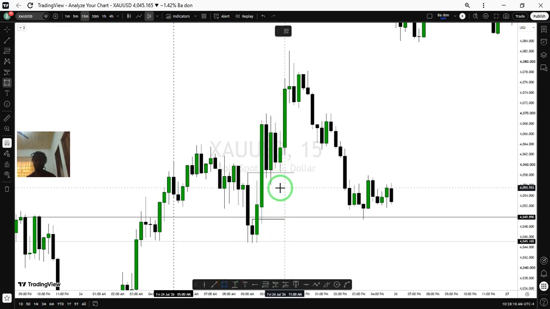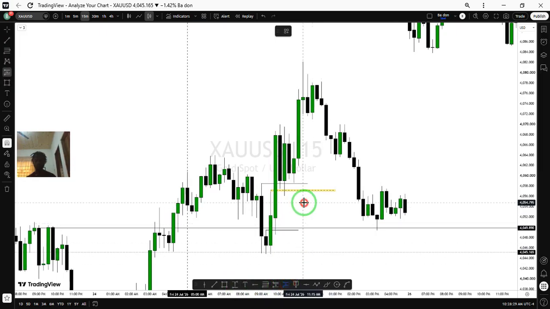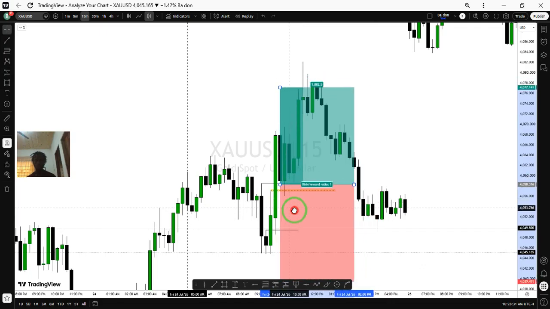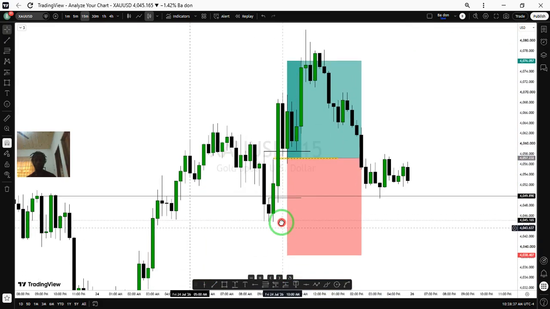If there is no fair value gap, there is no setup. So right here we saw this fair value gap. So we take longs, and the 50% of that gap.